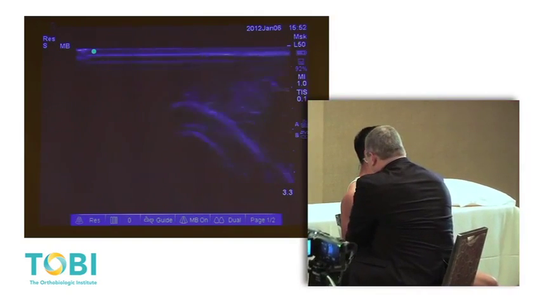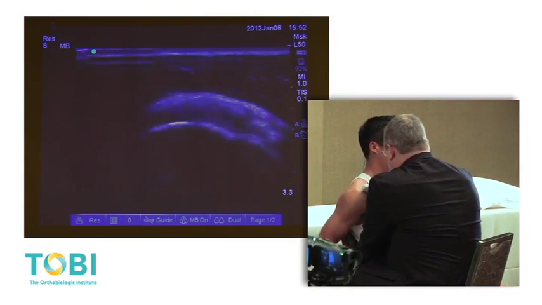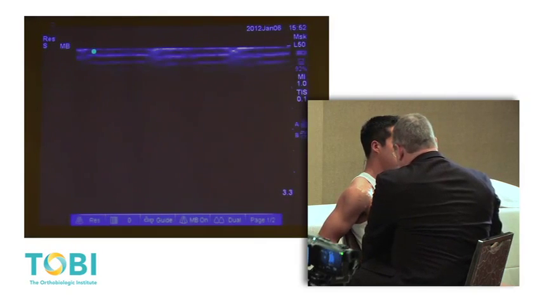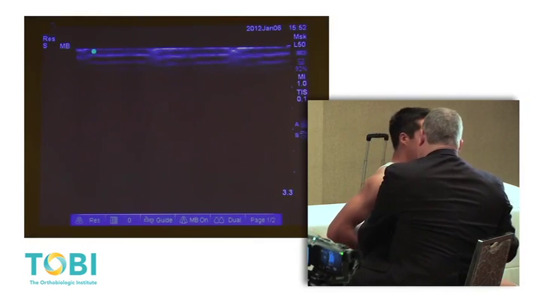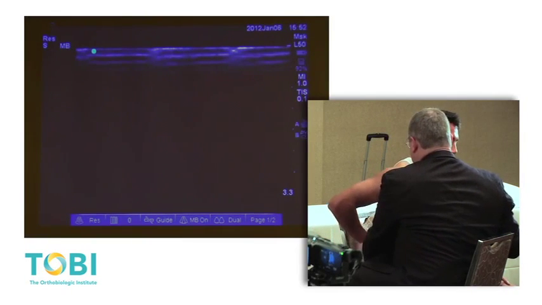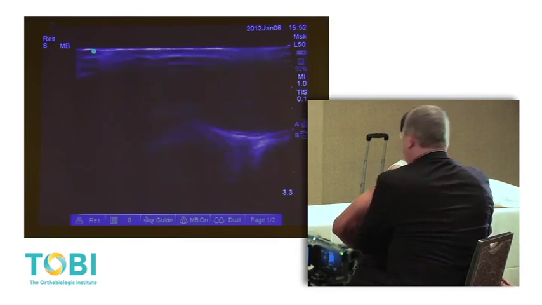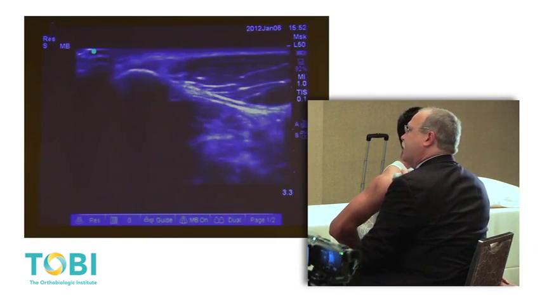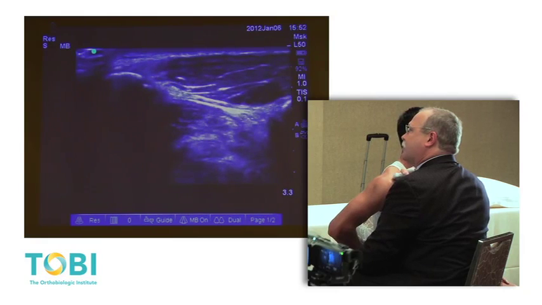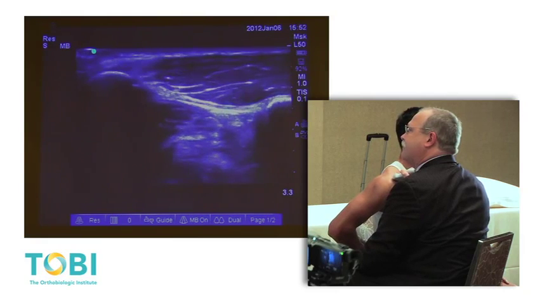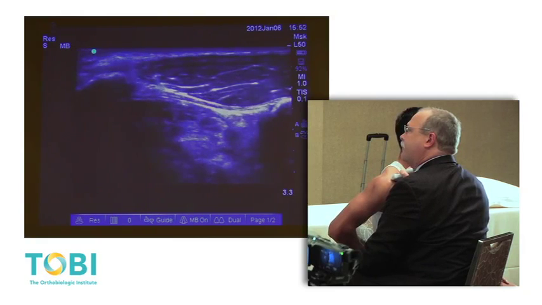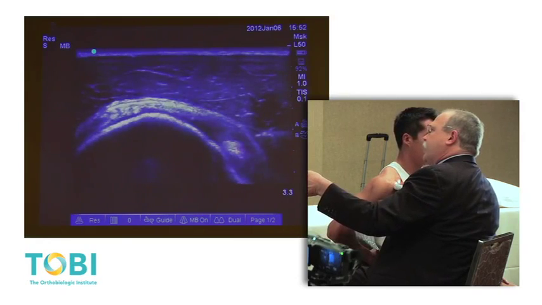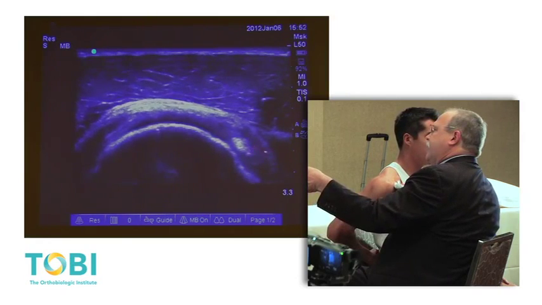So after I've looked at the rotator interval closely, then I'll have him either bring his hand up to his side with the fingers down and the thumb forward, or preferably take his hand behind him. That will extend as much of the proximal rotator cuff out as can possibly be seen. There's, just to show you, coracoacromial ligament right there. So now his biceps tendon is going to be rotated far more anteriorly and medial.